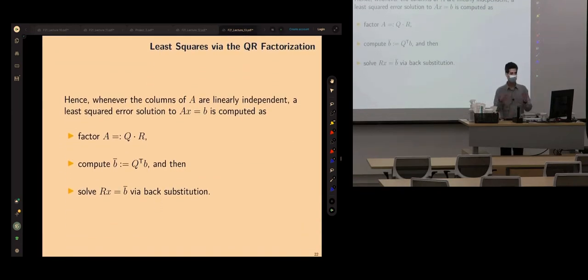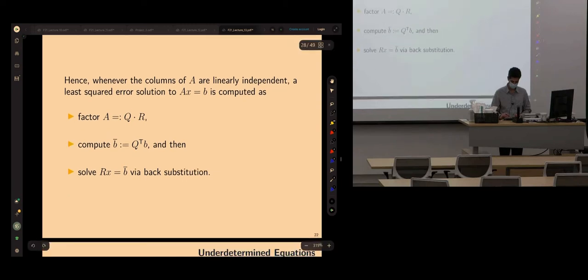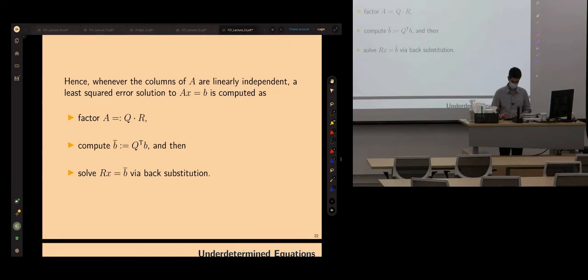So the pipeline, or the steps to solve the problem, are the same. Factorize A, calculate B bar, solve the back substitution, and you will have the answer. So the orthonormality of Q comes in very handy when we're manipulating terms using QR factorization.